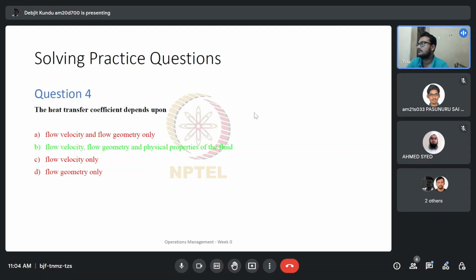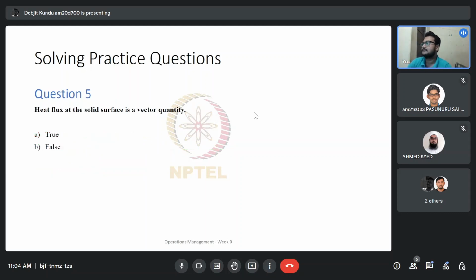So we will move on to question number 5. It's a simple one. Question number 5 says that heat flux at a solid surface is a vector quantity. Now, is this statement true or is it false? I will share a poll and you can put in your responses there.